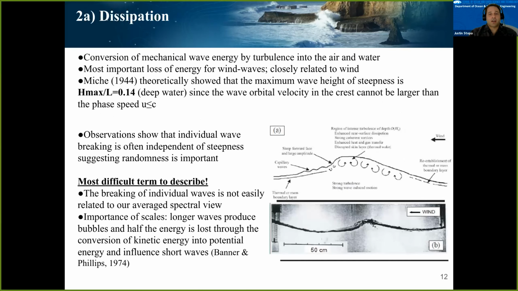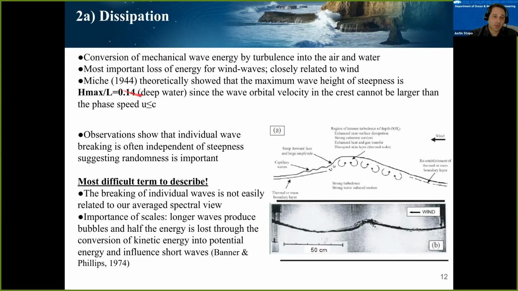So now let's move into our last source term, which is dissipation. And this is the conversion of mechanical energy into turbulence. And this goes into the air and water. And specifically what I'm talking about is wave breaking. And this is really the whitecapping that occurs in the deep ocean. There's also depth-induced wave breaking, but here I'm specifically referring to wave breaking in open ocean. So in 1944, Mitch came up with the idea that the wave orbital velocity cannot exceed the celerity.